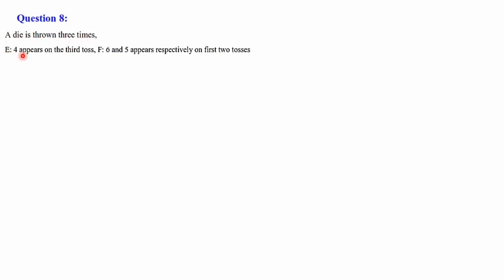Next we shall discuss question number 8. A die is thrown 3 times. E: 4 appears on third toss. F: 6 and 5 appears respectively on first 2 tosses. Here a die is thrown 3 times.